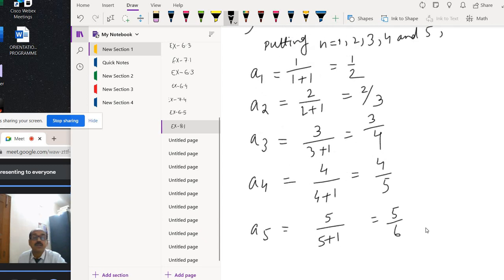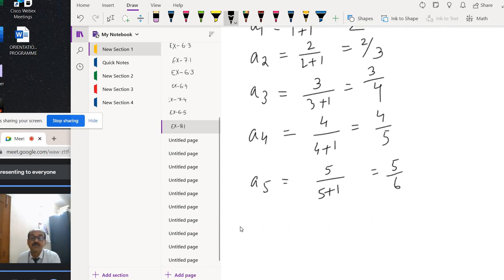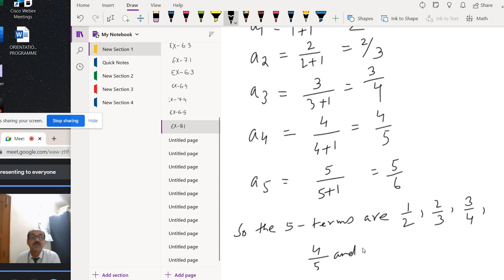Okay. So the 5 terms are 1 by 2, 2 by 3, 3 by 4, 4 by 5, and 5 by 6. Okay.